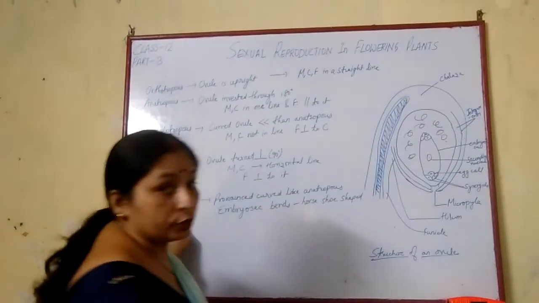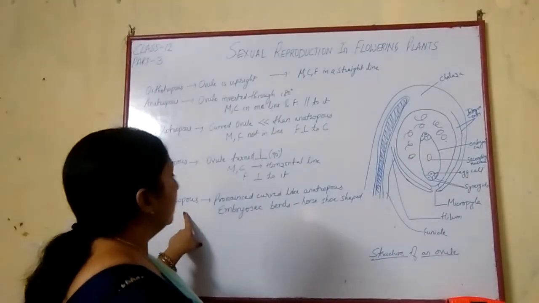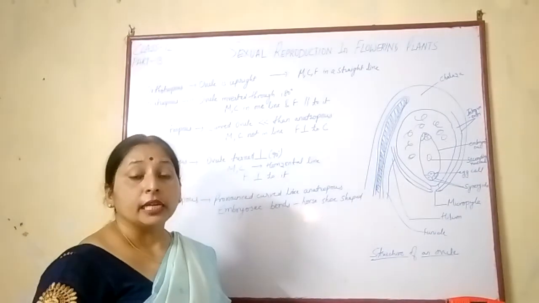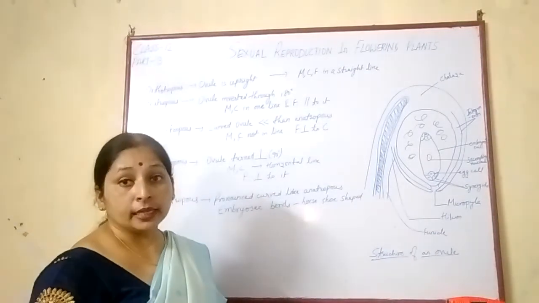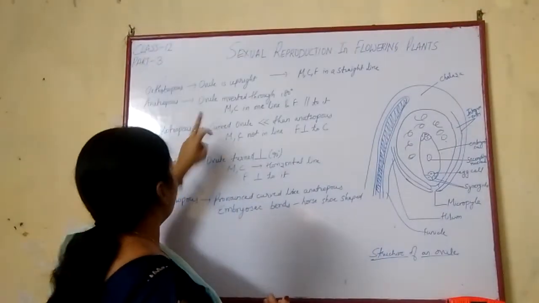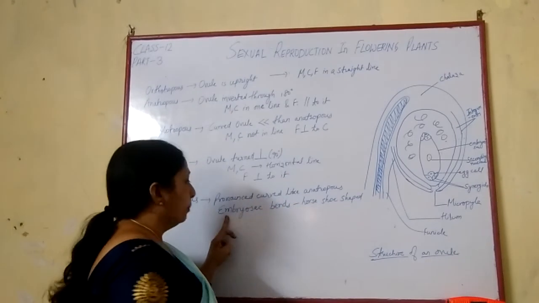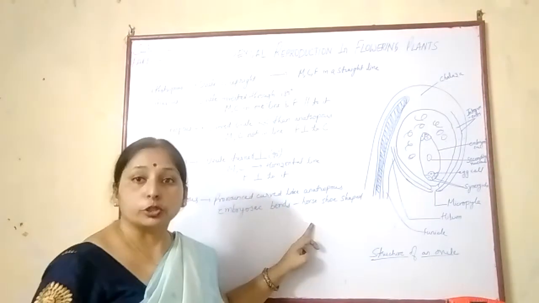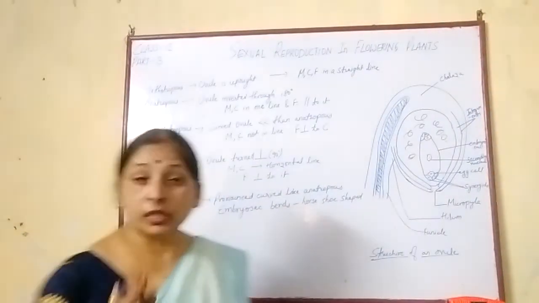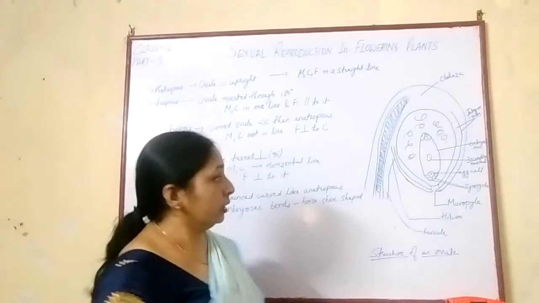Last is the amphitropous condition. Amphitropous condition is when the curvature is like the anatropous condition but more pronounced, more extended than the anatropous condition. The embryo sac bends into a horseshoe shape. So these terms are based on the arrangement of micropyle, chalaza and funicle.